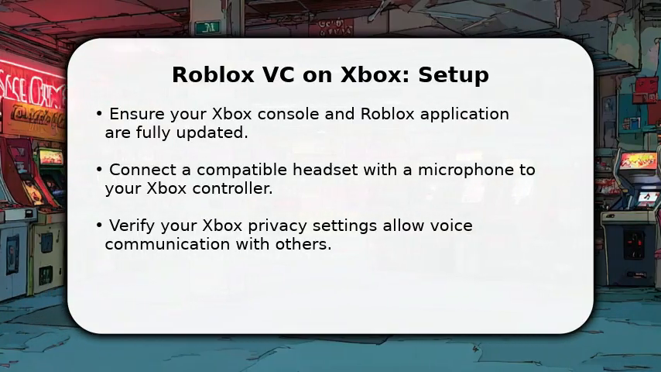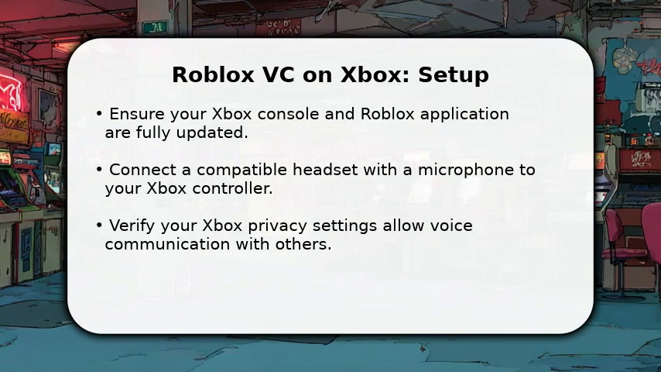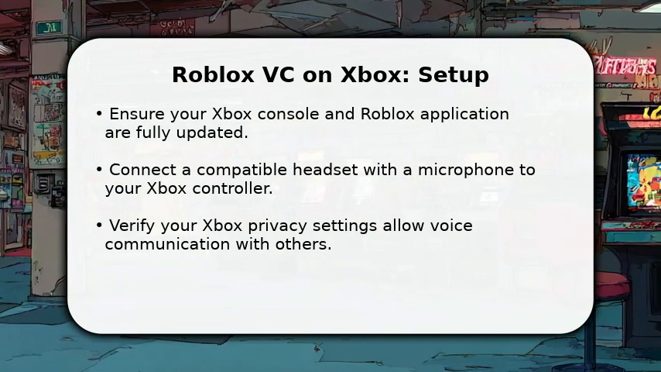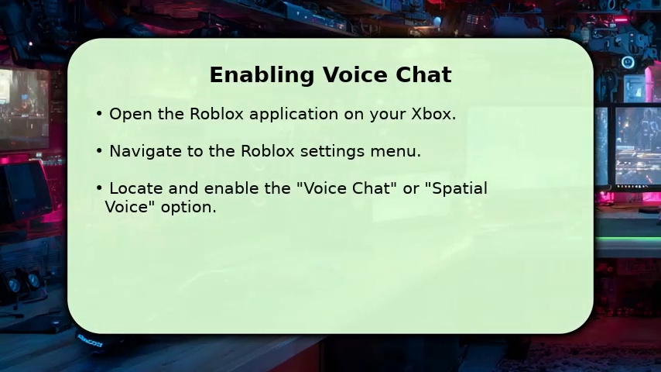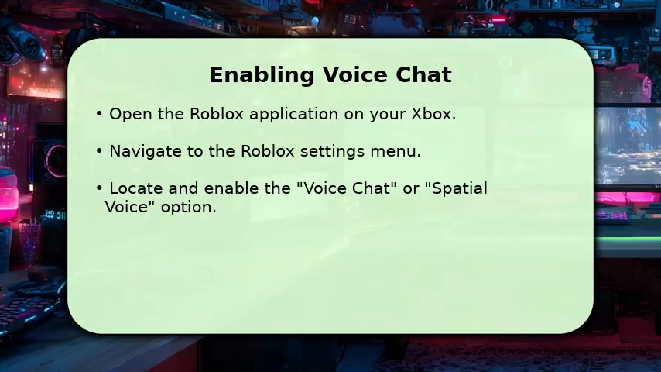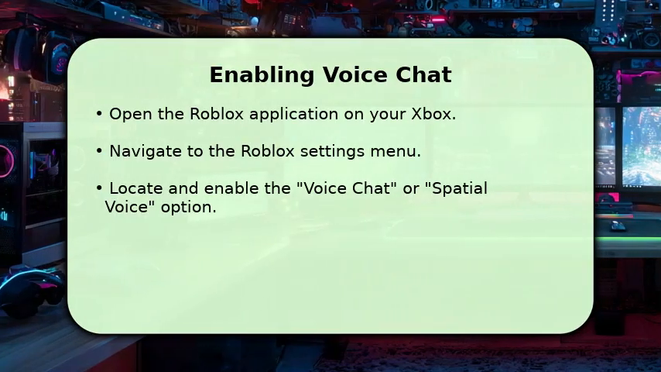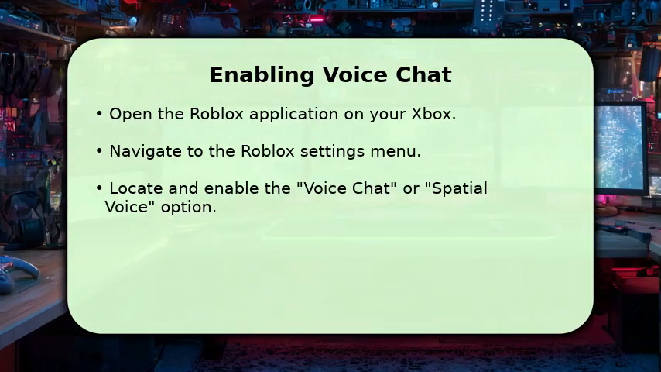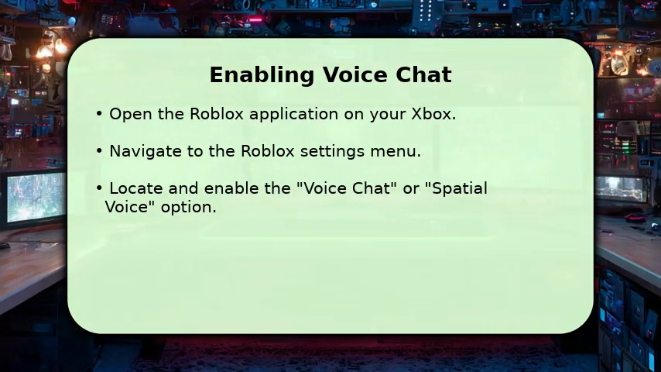These initial 3 steps are crucial for a smooth setup process, ensuring you're ready to dive into the world of spatial audio. Once your setup is complete, open the Roblox application on your Xbox. Navigate to the Roblox settings menu, usually found by pressing the menu button. Here, locate and enable the voice chat or spatial voice option.